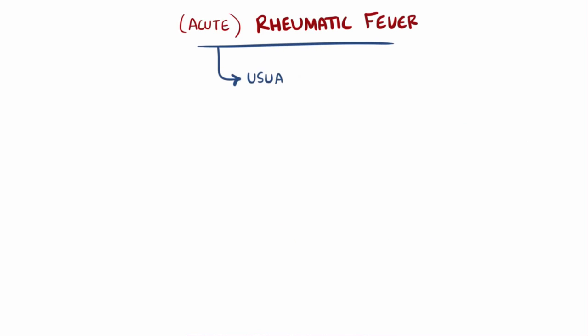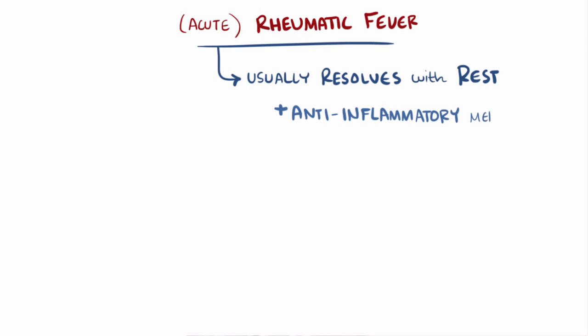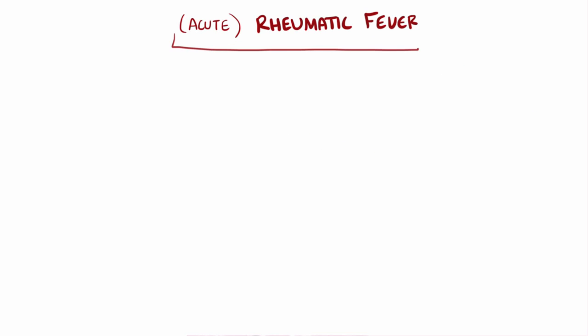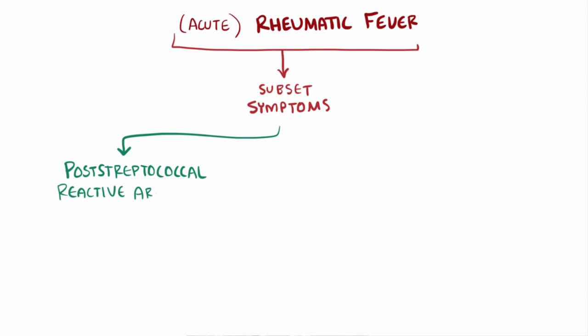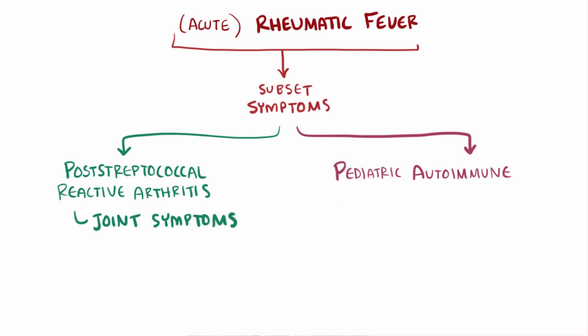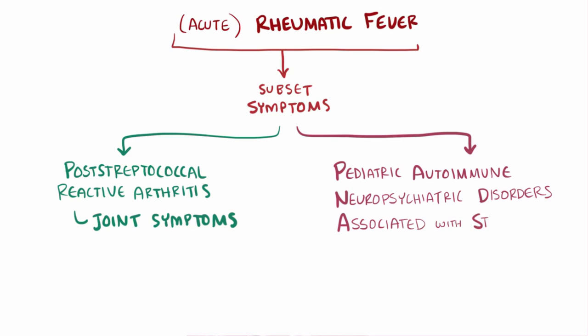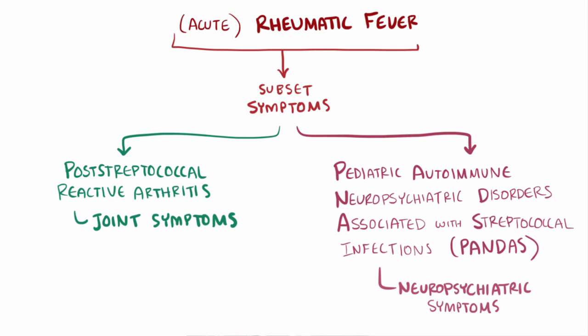Acute rheumatic fever usually resolves with rest, anti-inflammatory treatment, and maybe antibiotics like penicillin to wipe out any strep that's hanging around in the throat. It's worth mentioning that some patients might only have a subset of symptoms, in which case they might be classified differently. For example, post-streptococcal reactive arthritis includes patients with joint symptoms, and pediatric autoimmune neuropsychiatric disorders associated with streptococcal infections, or PANDAS, includes patients with neuropsychiatric symptoms.